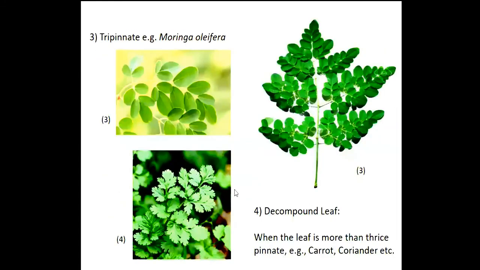And there is the fourth type, that is the decompound leaf. When we cannot count the pinnation, okay, we have counted up to 3. When the leaf is pinnated more than thrice, that is the decompound leaf. Look, carrots, coriander, they are examples of decompound leaves.